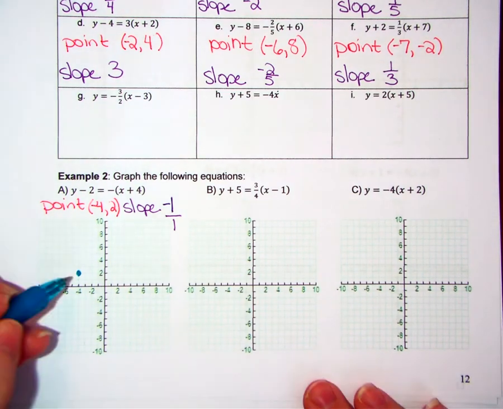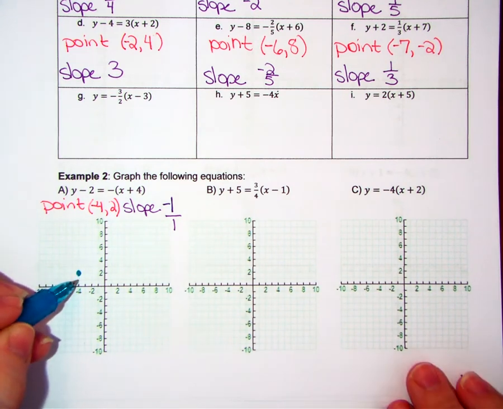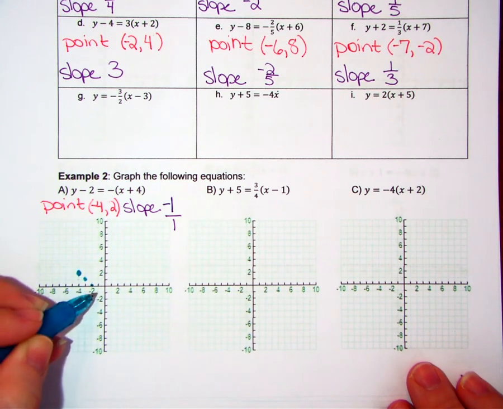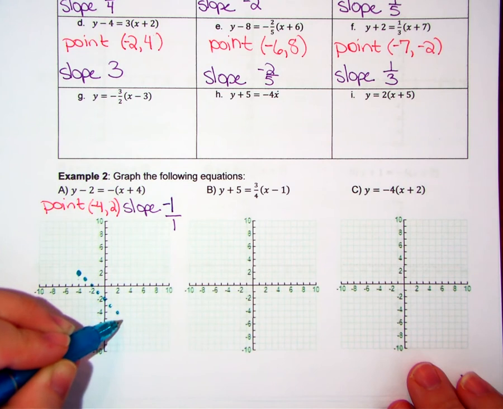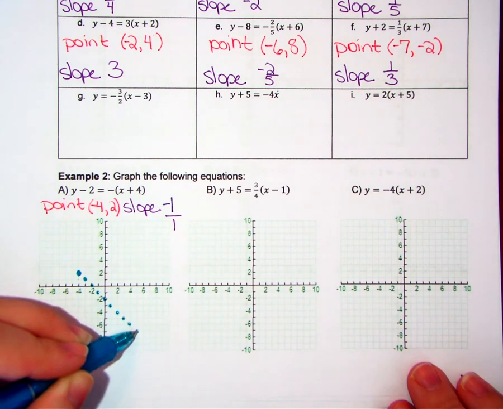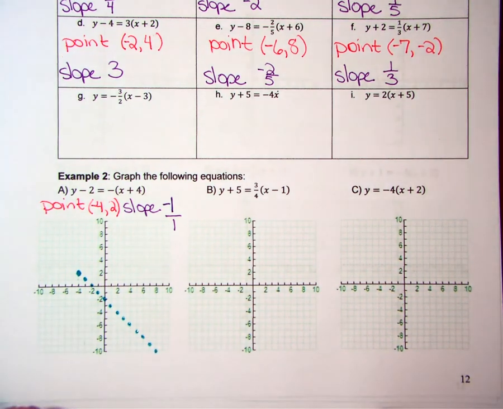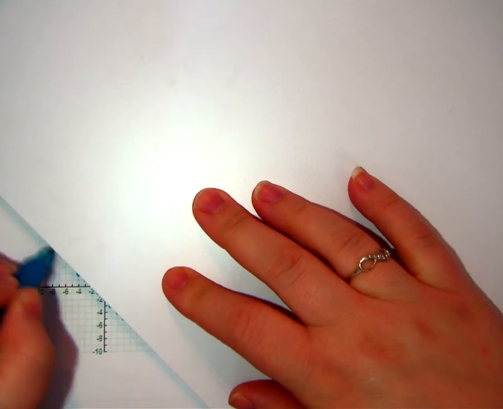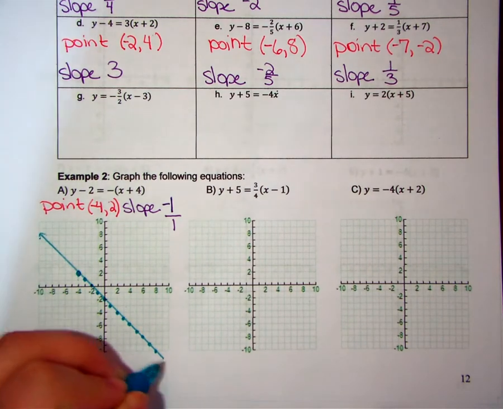So starting from our point at negative 4, 2, I'm going to go down 1, right 1, down 1, right 1, all the way across. Then we're going to use a straight edge to connect the dots. All the way across, and we're going to put an arrow on either side.